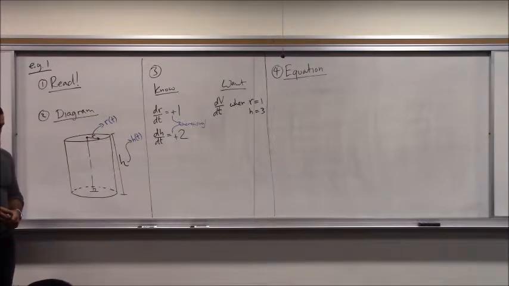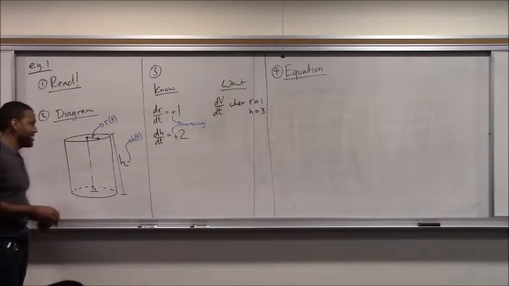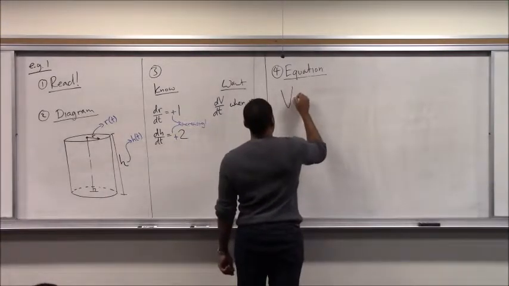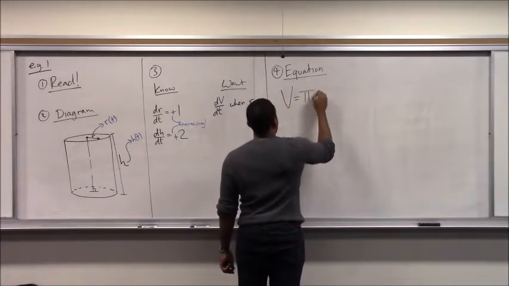So it turns out for a cylinder, it's pi r squared h.